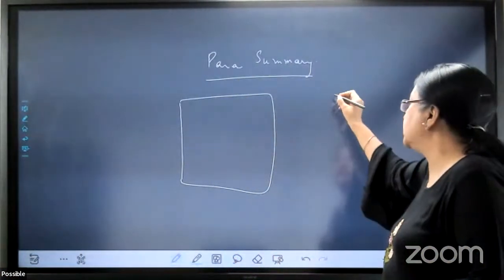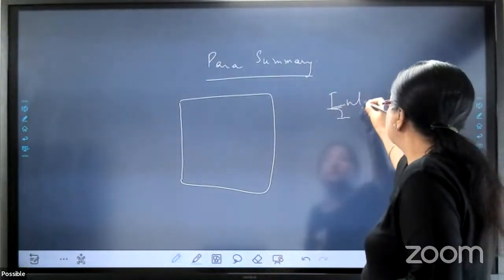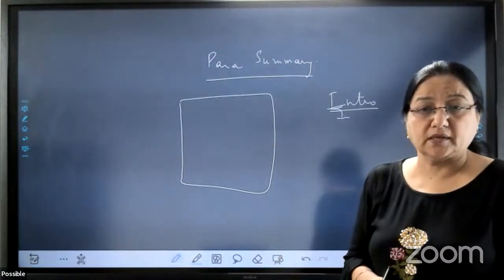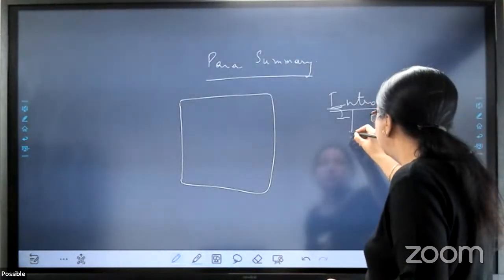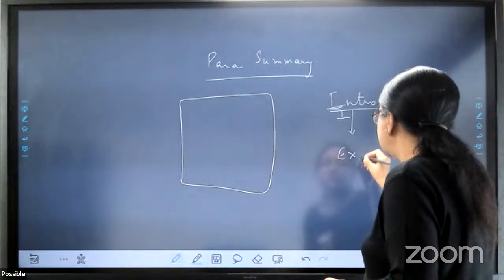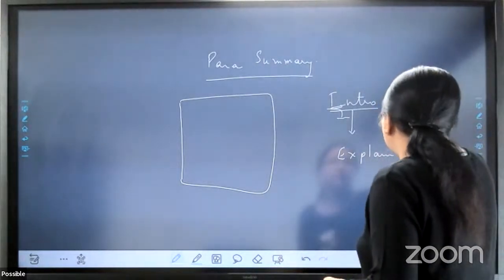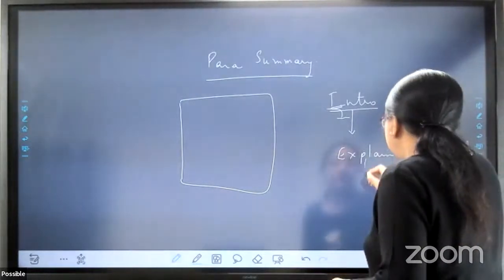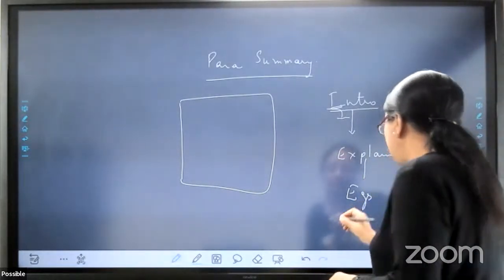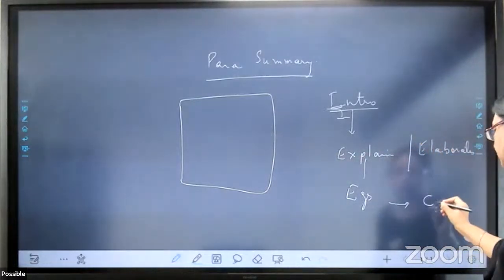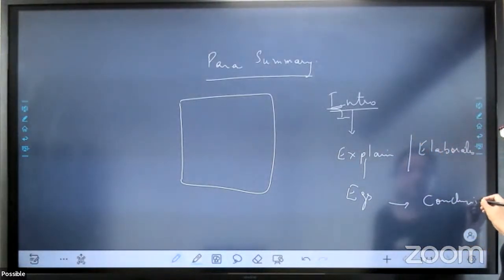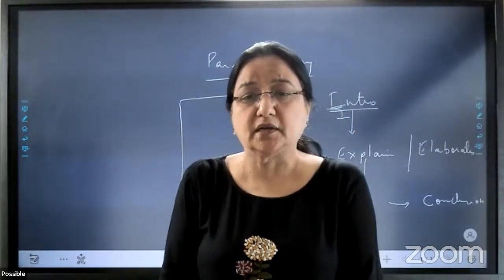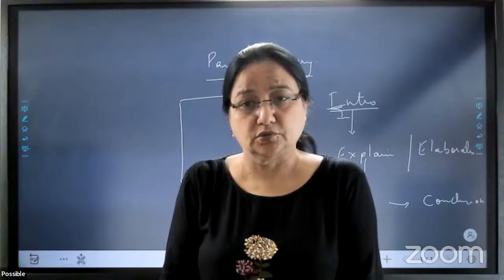Now, for example, the author usually in the first few lines might write an intro. That means the paragraph has an intro where the topic is given. And then probably after the intro, the author tries a lot of explanations. He gives you an explanation to the paragraph, or he elaborates a paragraph. And then probably he exemplifies, and then probably he comes down to the conclusion of the paragraph. Now, this could be a very conventional method of writing a paragraph, that the author writes the intro, gives elaborations, explanations, and probably then comes down to the conclusion of the paragraph.